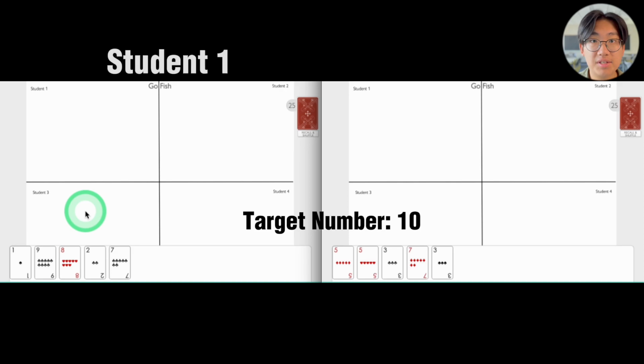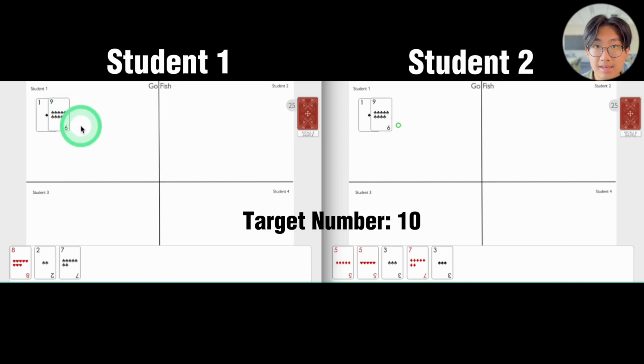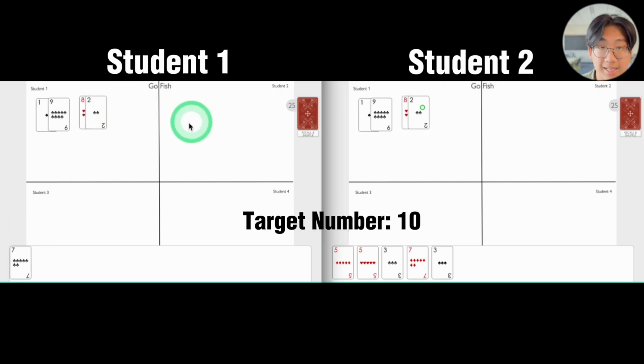On the left, we have student number 1, and on the right, we have student number 2. For student 1, they can make the following pairs. 1 and 9. They can do 1 plus 9 to get 10. 8 and 2. They can do 8 plus 2 to get 10. And they're left with a 7.